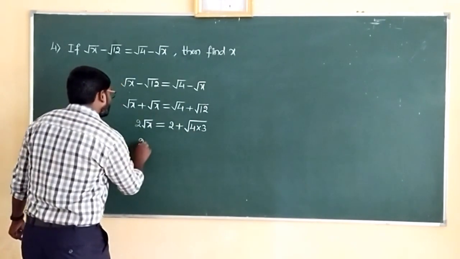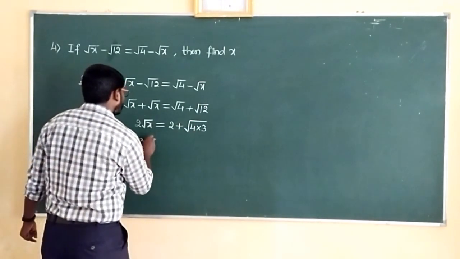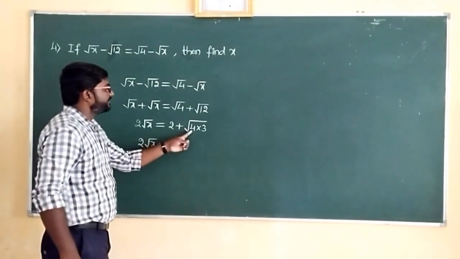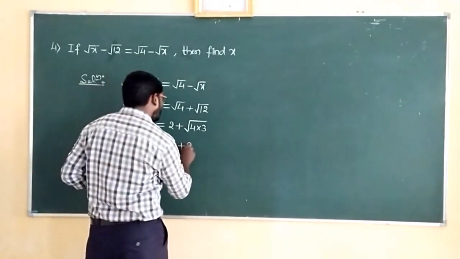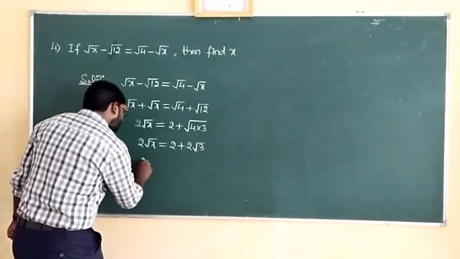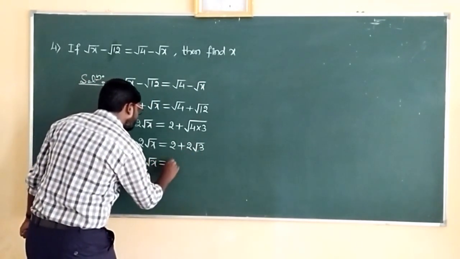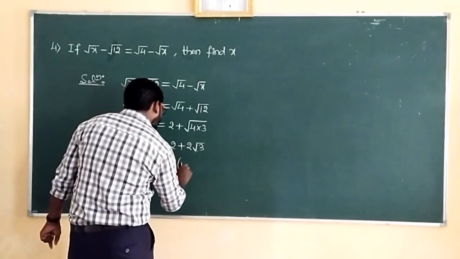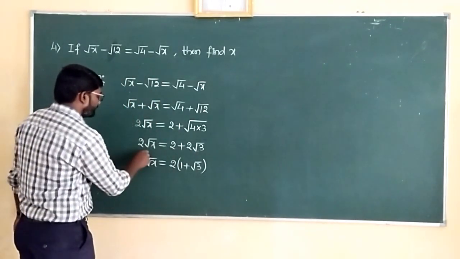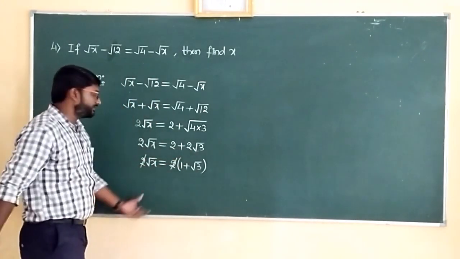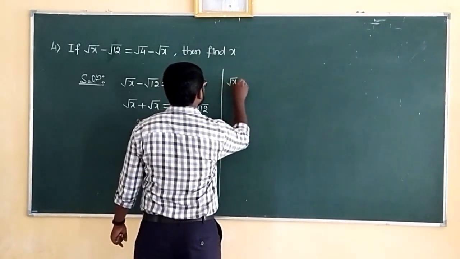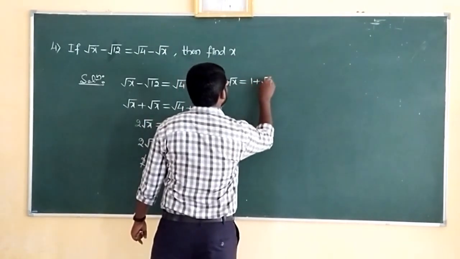So now 2 root x equals 2 plus, now take 4 outside the square root, it becomes 2 into root 3. So now 2 root x, which is equals to, in this I can take 2 common, we get 1 plus root 3. So 2 and 2 get cancelled. We have root x, which is equals to 1 plus root 3.